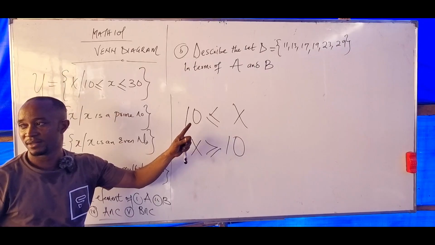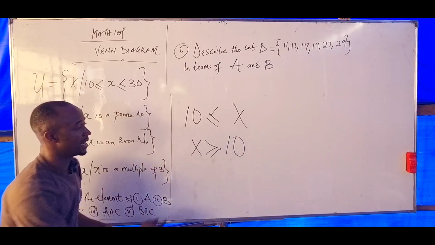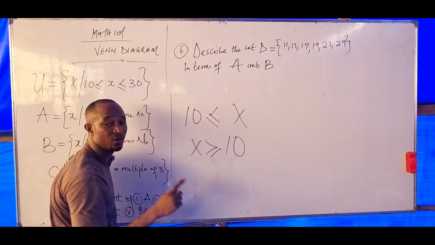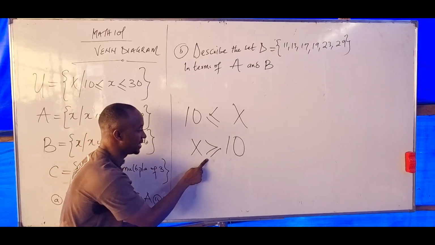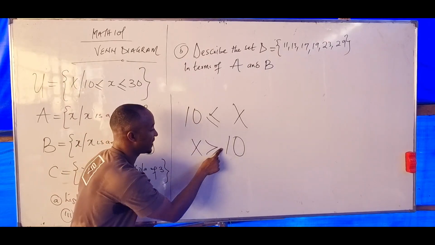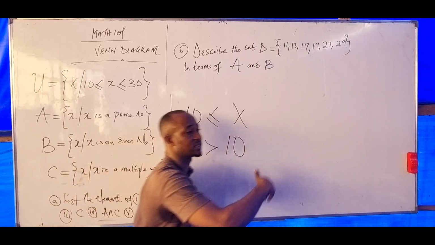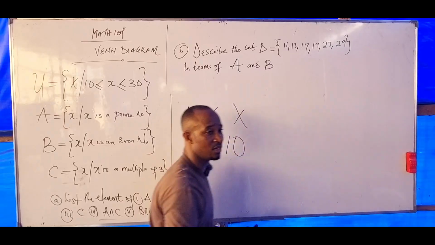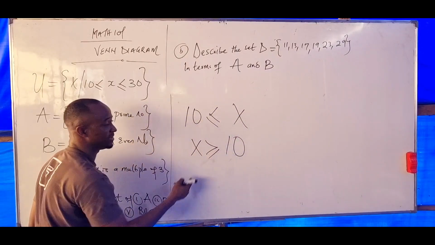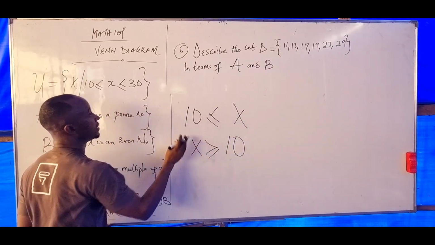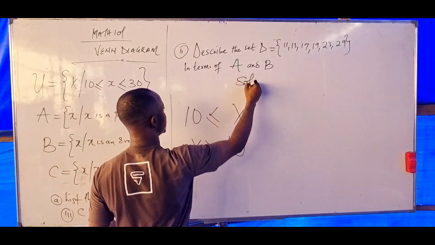Is 10 part of it? I'll start from 10 itself. Why are we starting from 10? Because we have an equal sign here. If I don't have an equal sign, it means I'll start from 11. Is that clear, somebody? Because we have an equal sign here, that means 10 is part of it. So let's list. Solution.